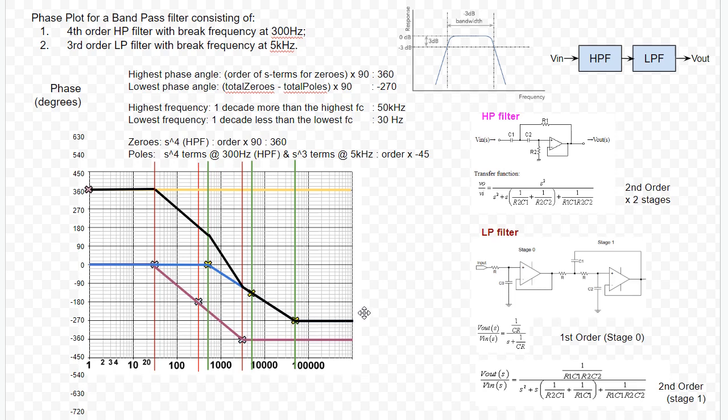All right. So that's basically, this black line is the sketch of our phase plot for a bandpass filter of this specification. All right. I hope you guys got that, and can pretty much solve for other cases. All right. See you next time.